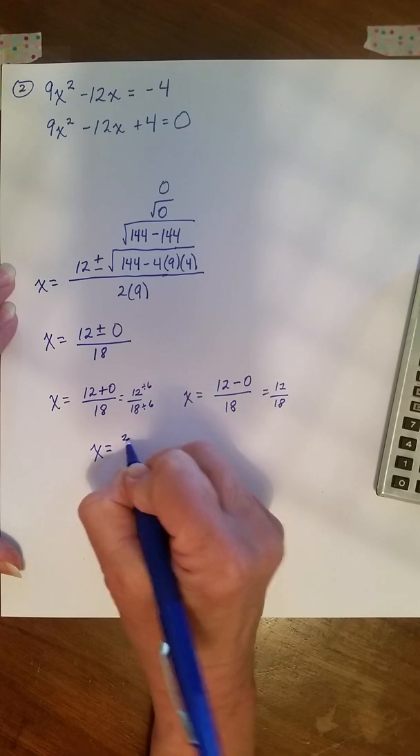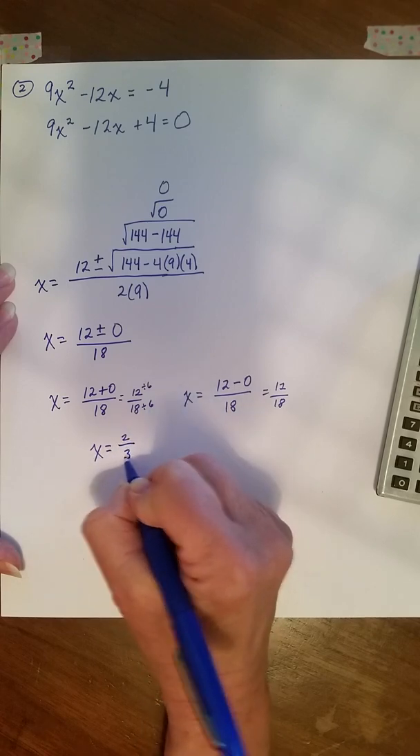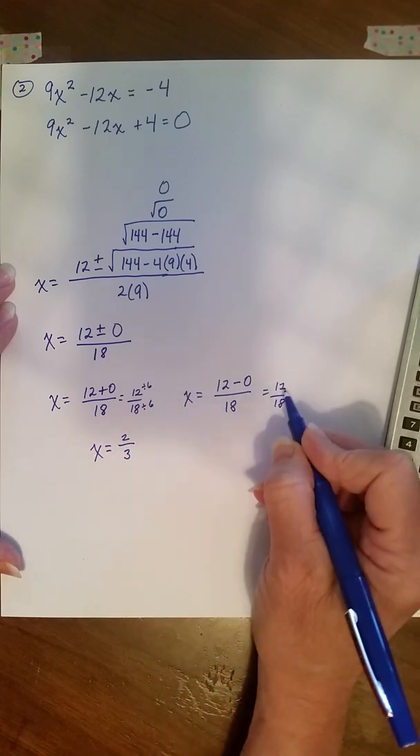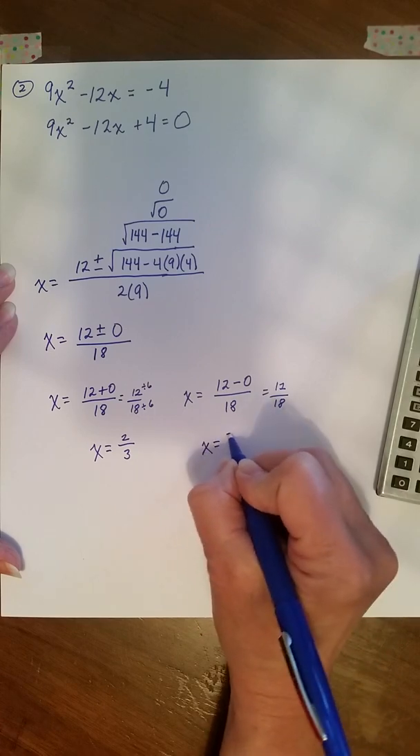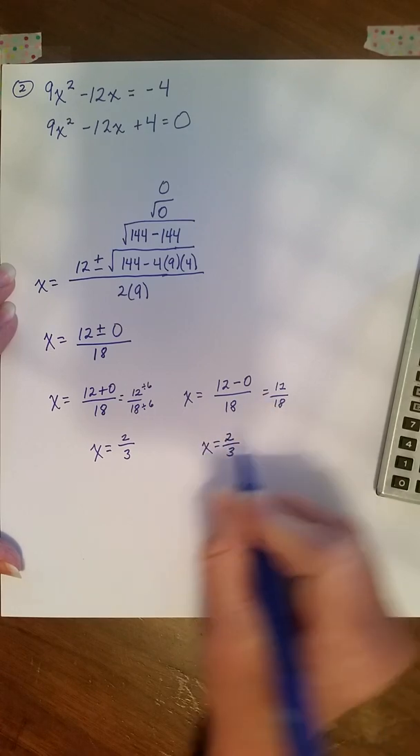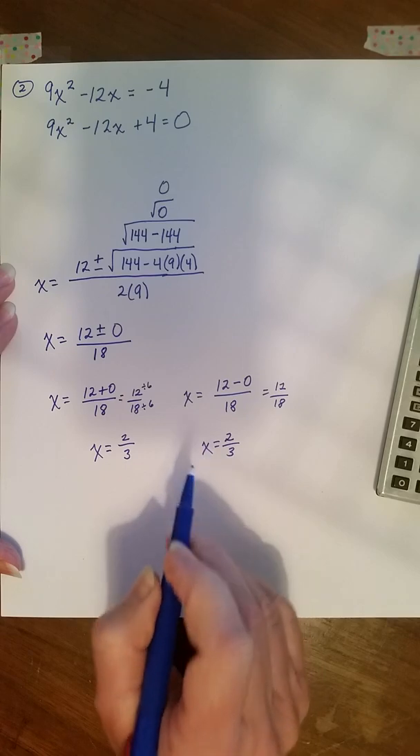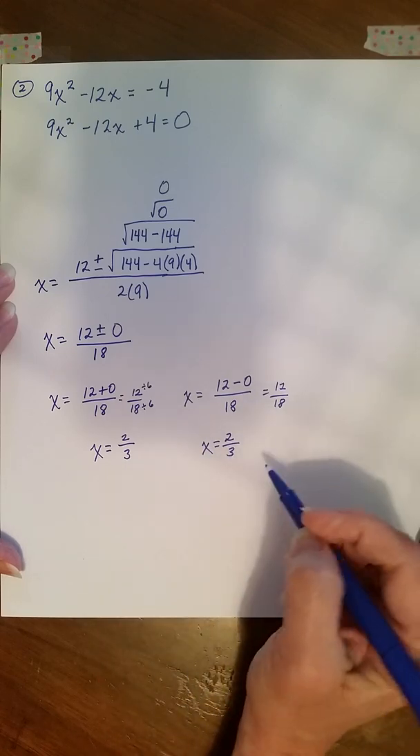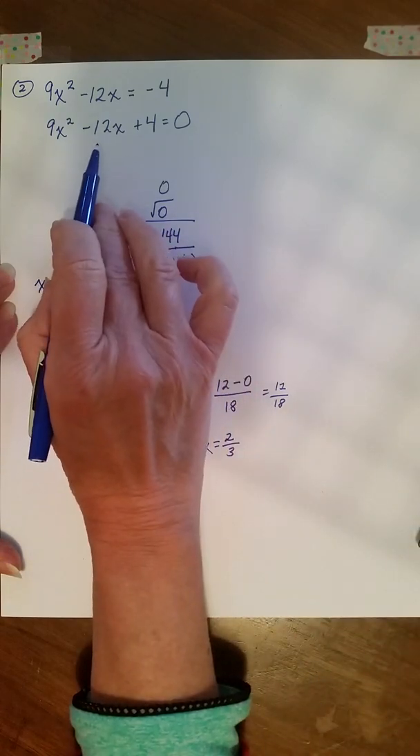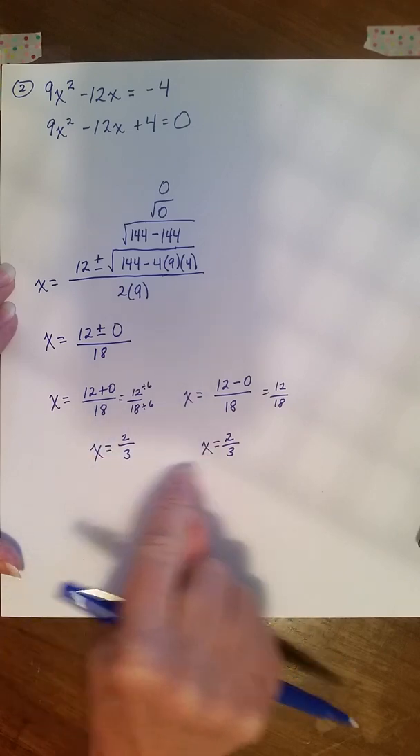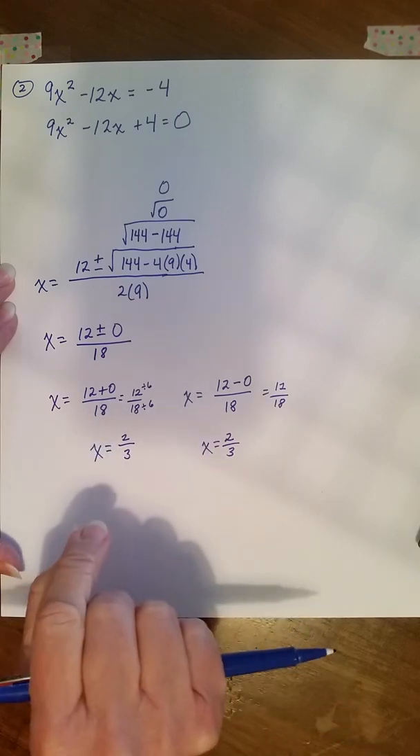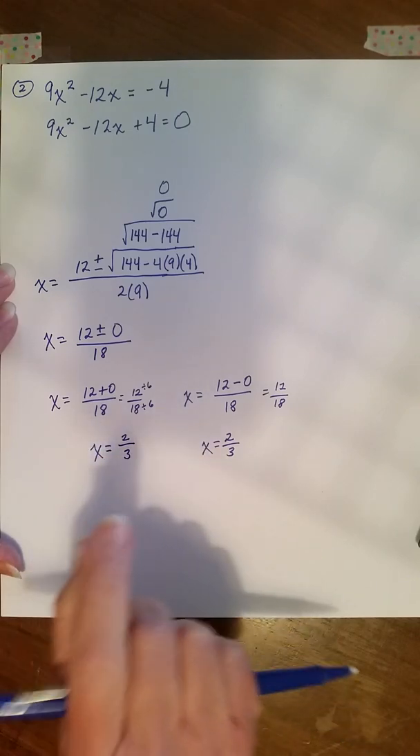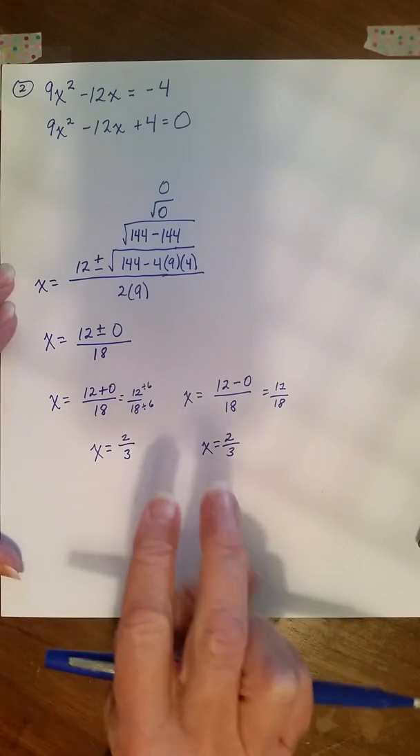12 divided by 6 is 2. 18 divided by 6 is 3. Same thing here. So we end up with the same result. Okay? This means that this equation has two solutions, but it's actually the same solution. We call that a multiplicity of 2. You don't really need to know that for the homework, but that's what it's called.